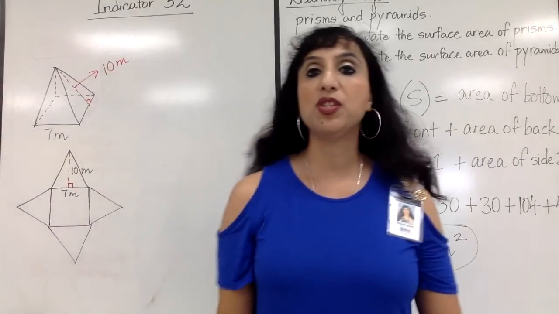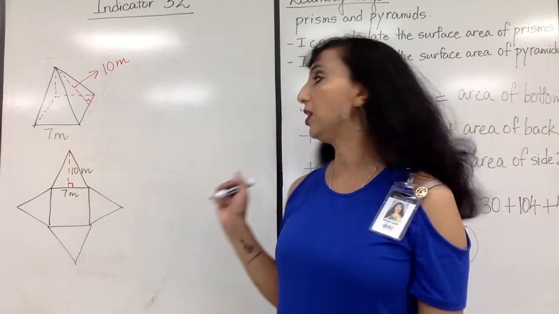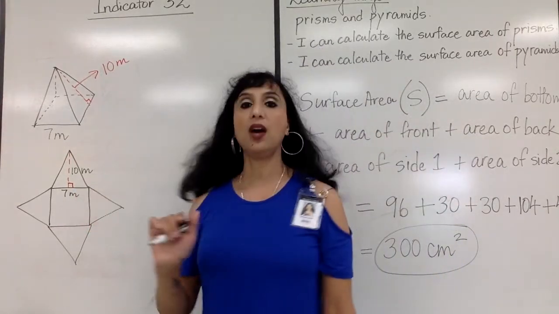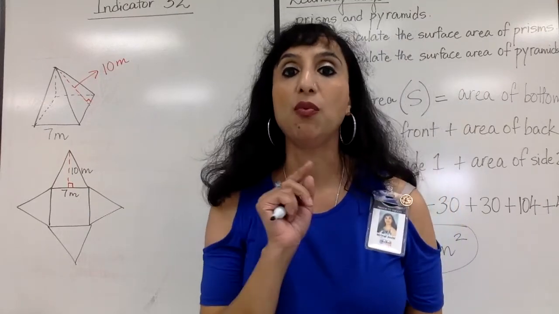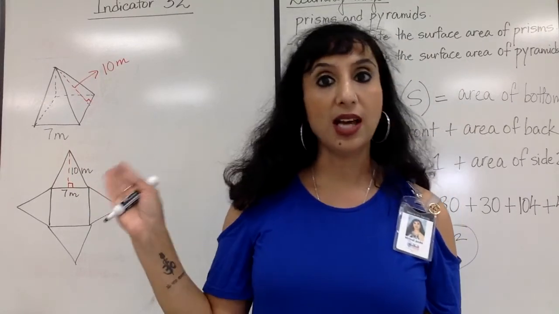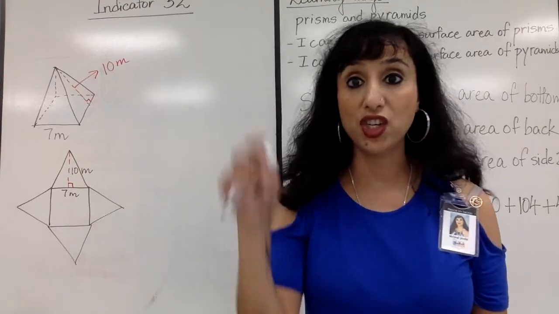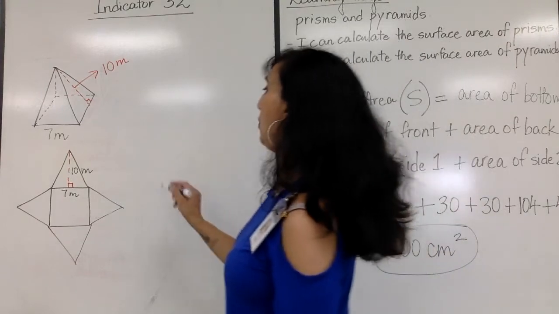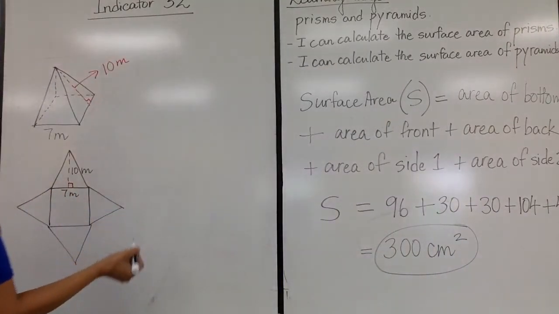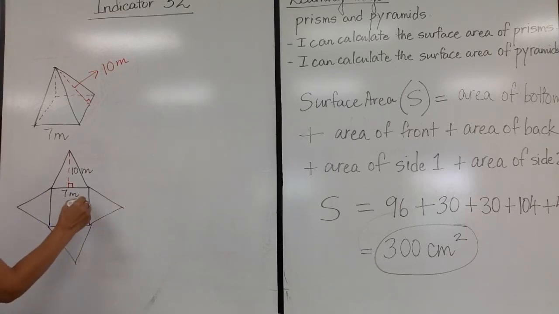Now don't come tell me that Miss Joshi, we don't have the other side measure. How do I calculate that for a square? It's a square. So if one side is 7, all 4 sides are going to have the same measure. So remember that, because it's a square. So we're going to find the area of the square. If this is 7, since it's a square, all are going to be 7.